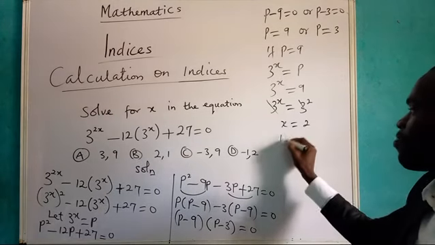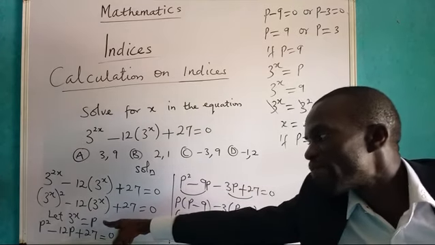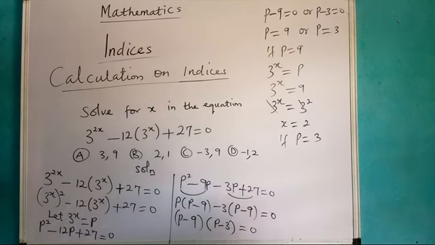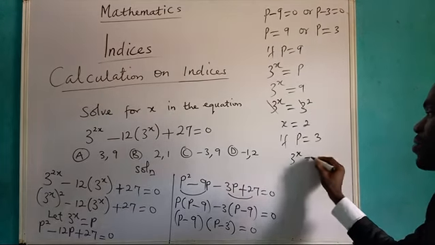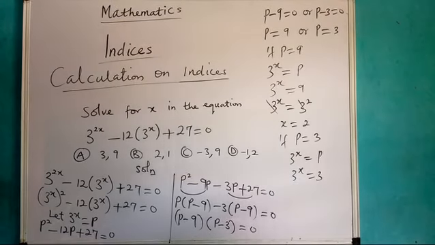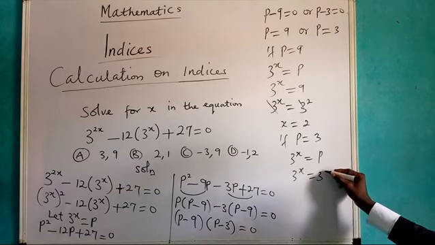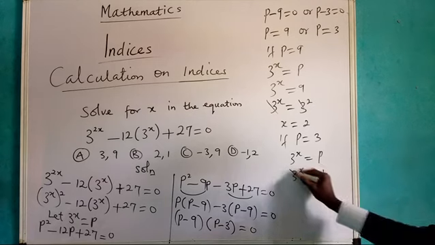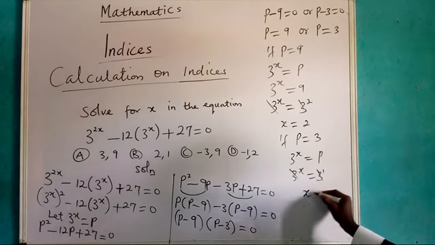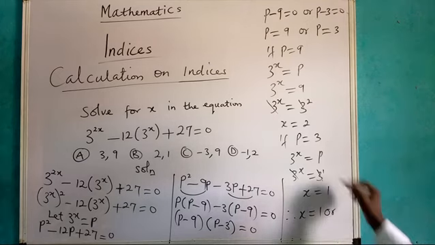Okay, what about if p is equal to 3? What will happen? I will have to take your mind back to this point. Let 3 power x equal p. It means that wherever I have p, I will put 3 there. For this one, we have equal base already. Don't forget that 3 is the same as 3 power 1. I can eliminate the base, and I will now have x equals 1. Therefore, for x, we have it as 1 or 2.